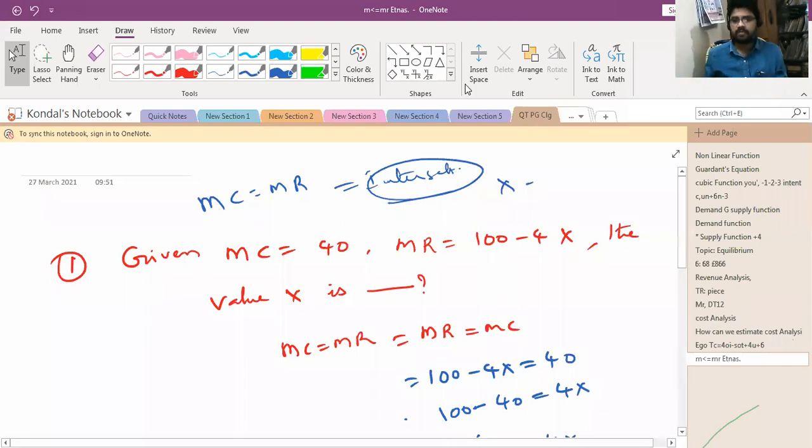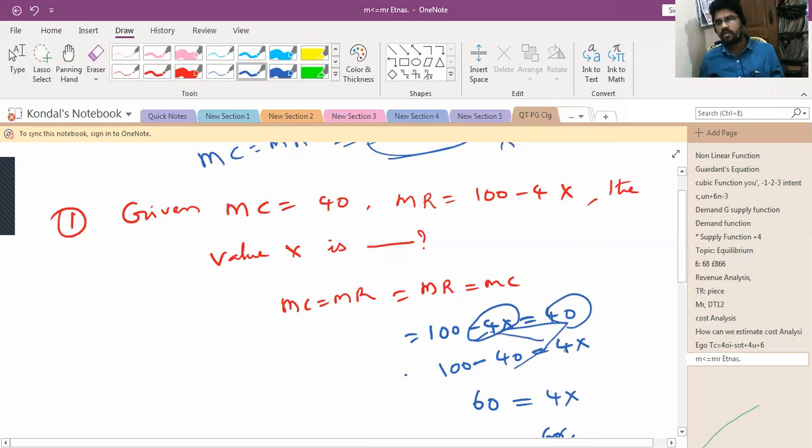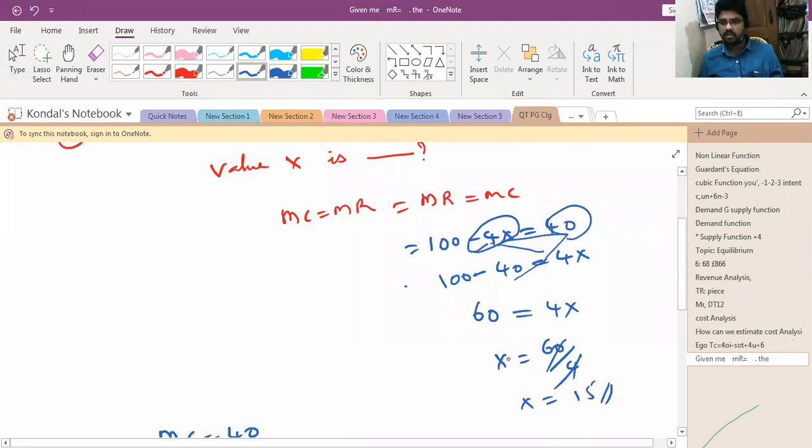So we can assume anything. That's why we take MC is equal to MR, or MR is equal to MC. We take MR is equal to 100 minus 4x, which should be equal to the MC value, that is 40. So for 100 minus 40, the 40 goes to the left side as minus 40, and the minus 4x goes to the right side as positive 4x. So 100 minus 40 is 60, equal to 4x. To get the x value, x is equal to 60 by 4, which is 15, since 4 fifteens is 60.